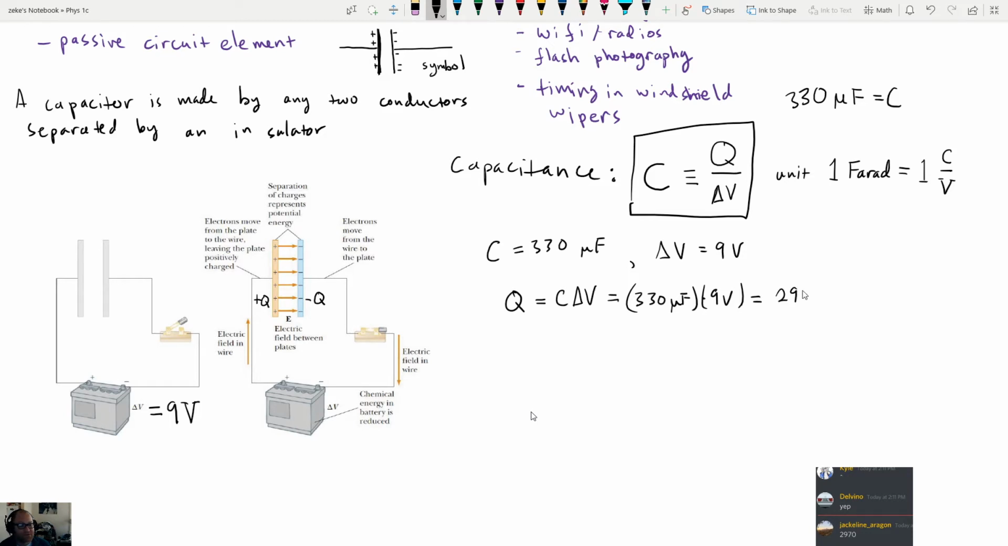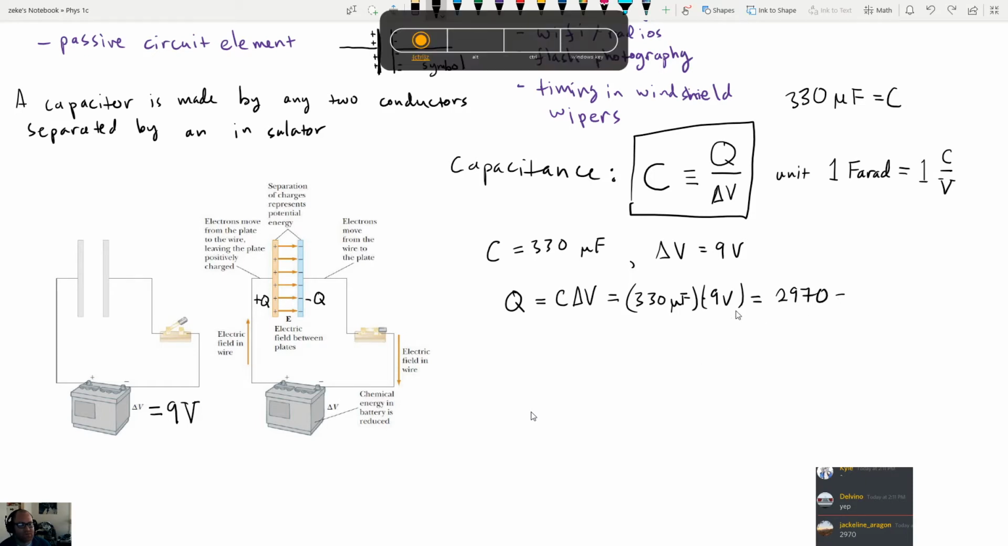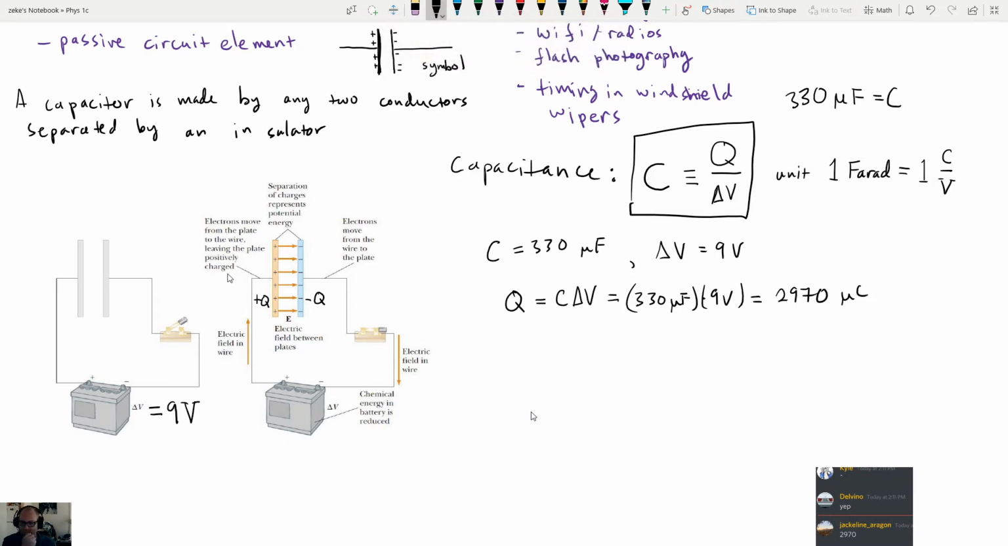Oh, and the unit will be microcoulombs. Okay.